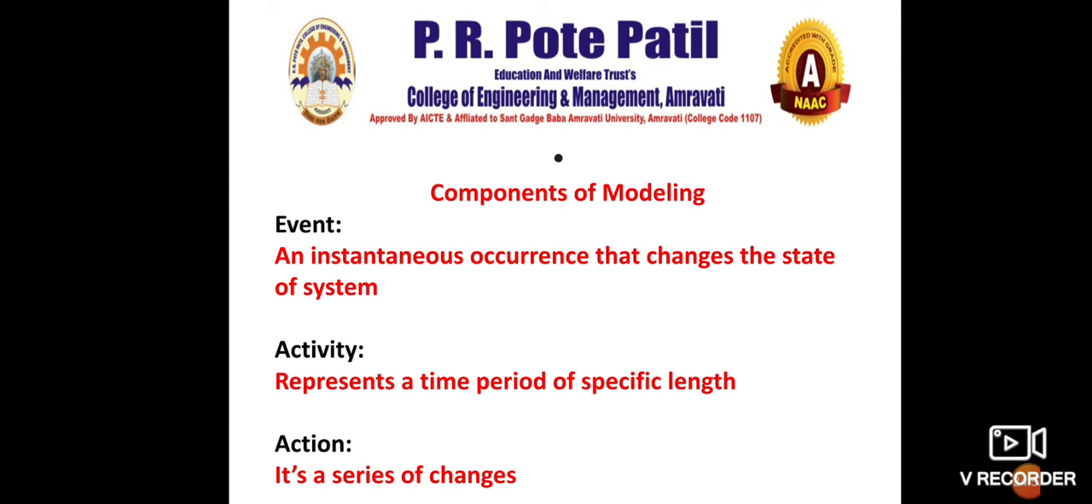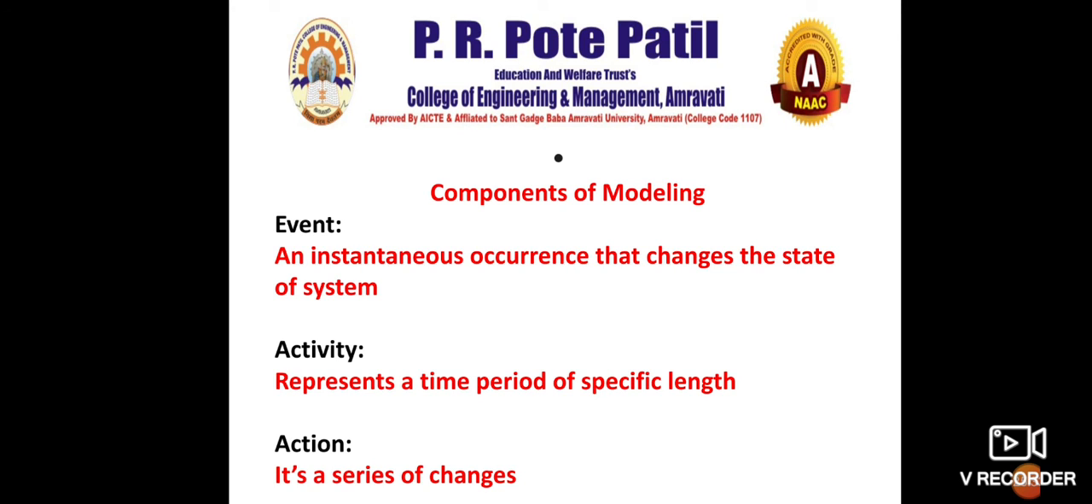Now event: an instantaneous occurrence that changes the system. Suddenly something happens and the system changes, so that is an event. Then there is activity, already seen, and action, which is a series of changes. These changes continuously represent the actions. We already made clear the difference between task, activity and action. Task means you are here to do something, activity means the small things you are doing in that, and action means the series of continuous changes.